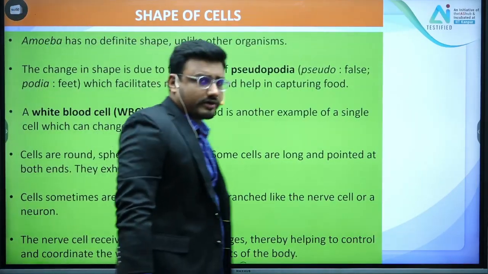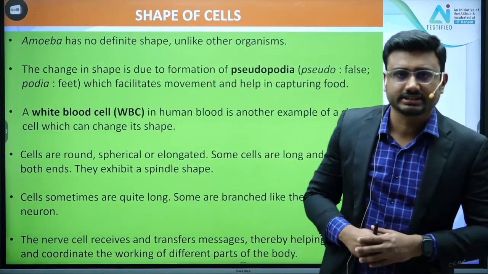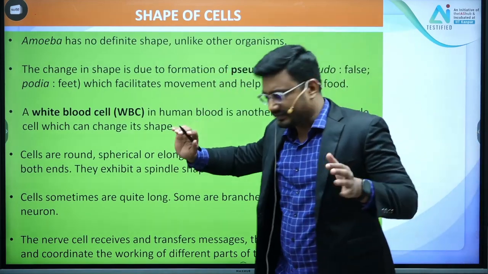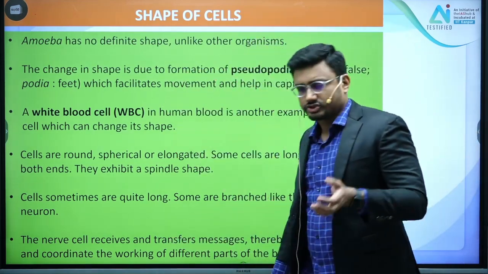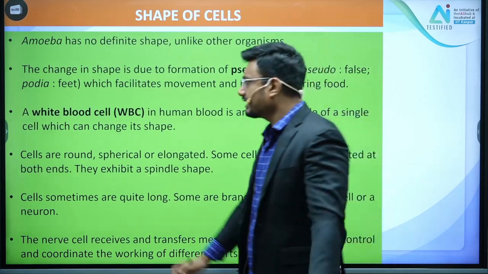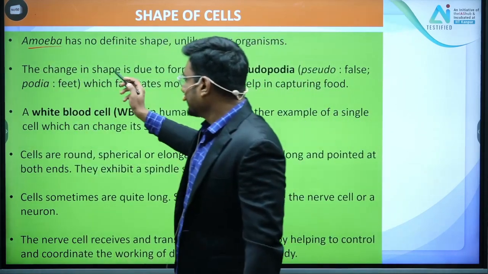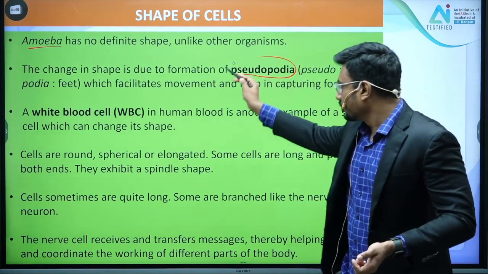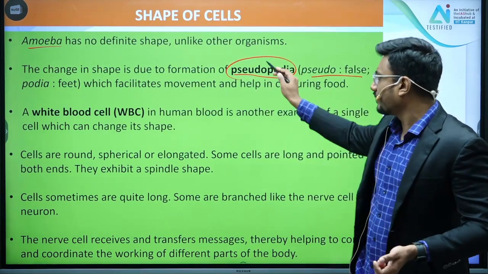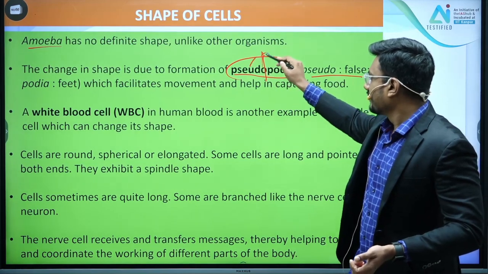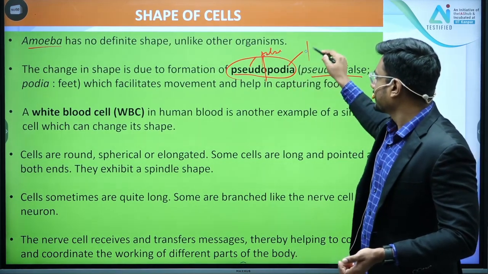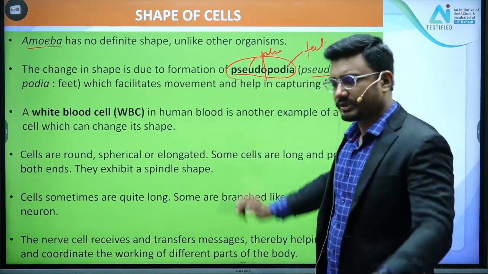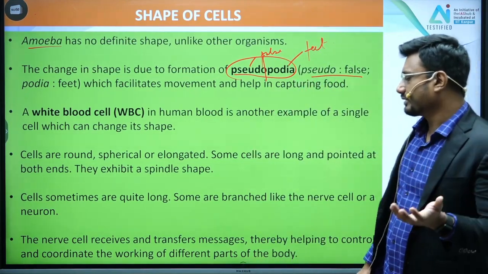So, shape of cells. Cells can also be characterized with the help of their shape. Amoeba has no definite shape, unlike other organisms. It has an irregular shape. The change in shape of amoeba is due to the formation of pseudopodia. Pseudo means false, whereas podia means feet. So the irregular shape of the amoeba is because of the pseudopodia, the false feet of amoeba.